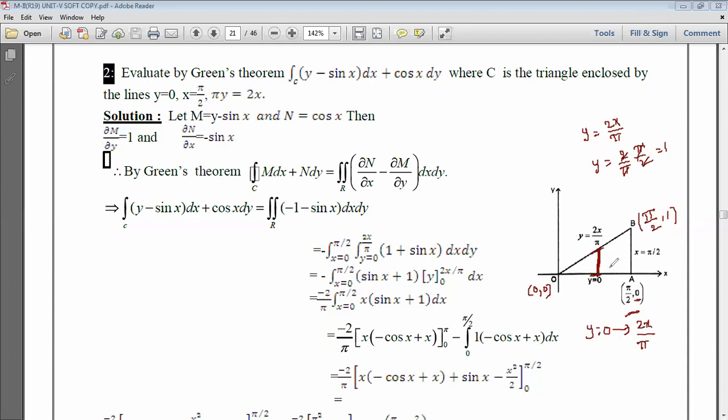And coming to x, x is from where to where? This is the throughout curve, and here it is from 0 up to pi by 2. So the x limits are from 0 to pi by 2. This is the vertical one.